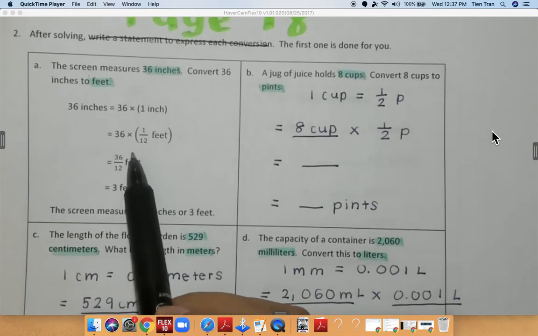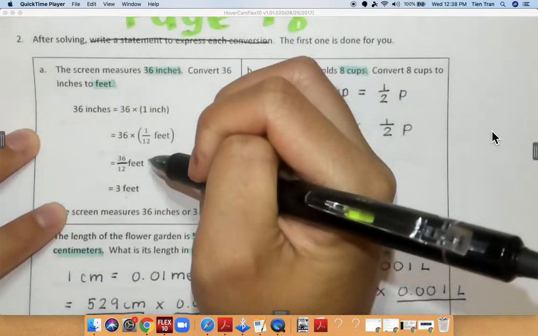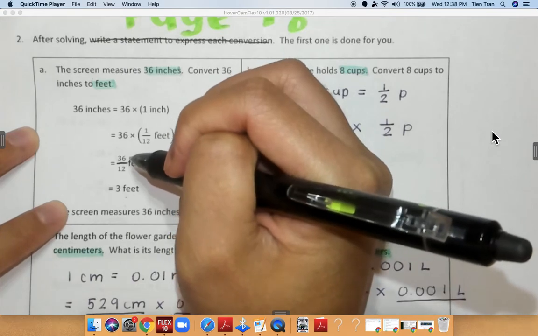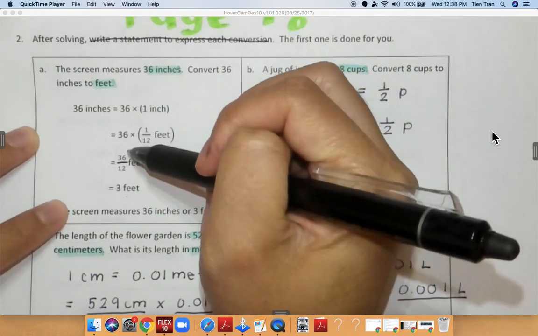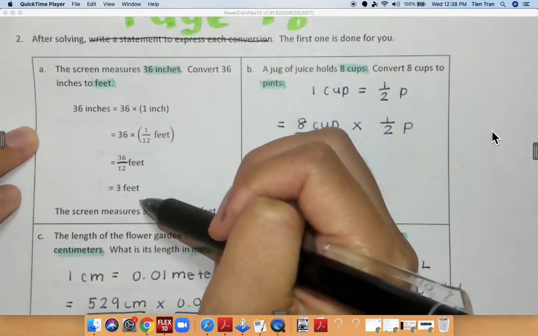So 36 divided by 12. This bar right here, so important for you guys to know, is a division bar. Every time you see that bar, you're going to think 36 divided by 12. That's how you're going to read it, from the top down. 36 divided by 12. So 36 divided by 12 is equal to 3 feet.